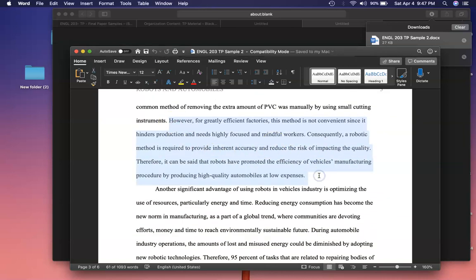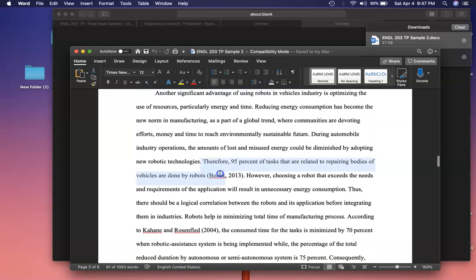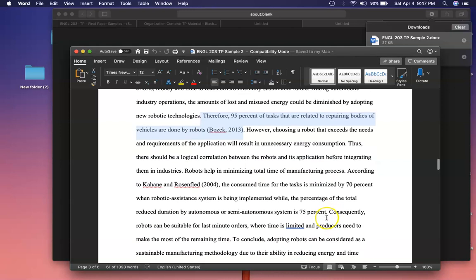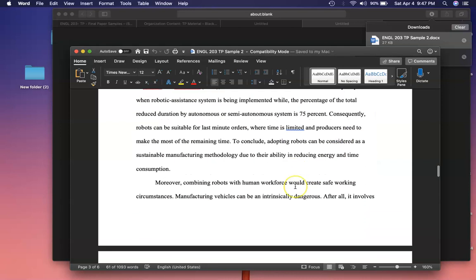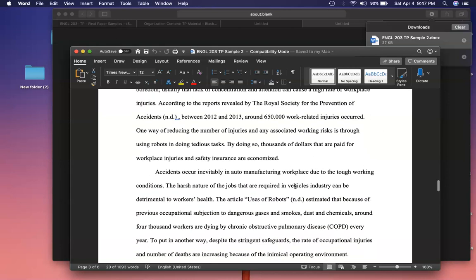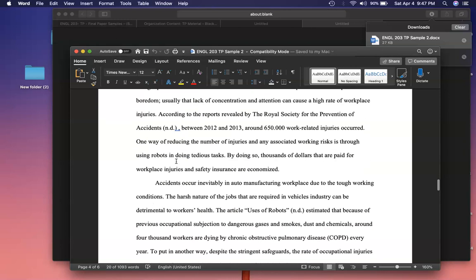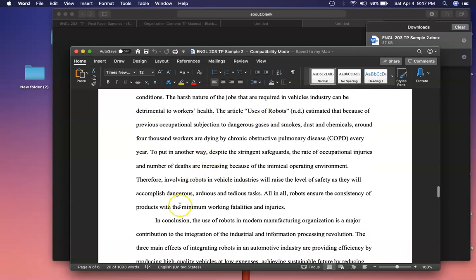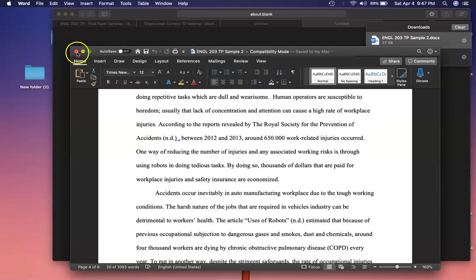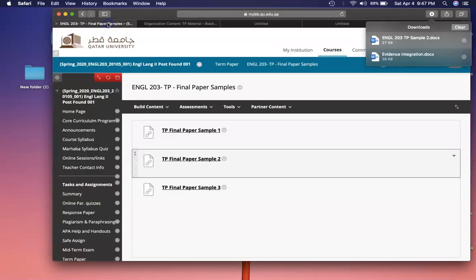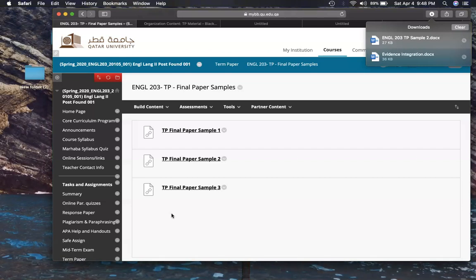however, and then a result. This is the response. Therefore, 95% of tasks are related to this. However, choosing this is this. So you can see response, another paraphrase, more response sentences. Paraphrase, 2 sentences for the response. Paraphrase, 2 sentences for the response. So this is sample 2. You can open sample 3. You can open the sample from the presentation folder. So these are your samples, and this is how you will do the response part.